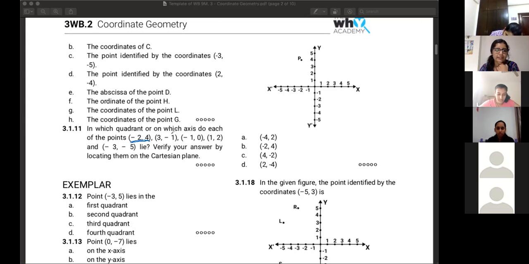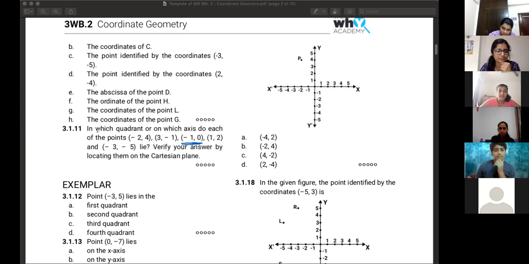Ashka, 3, -1, which quadrant? The fourth quadrant. Nice, correct. Sujal, -1, 0, which quadrant? Ma'am, I guess second quadrant.